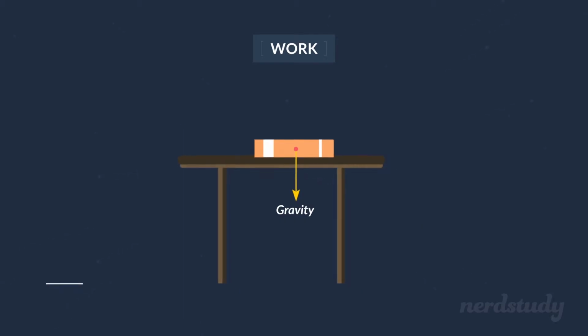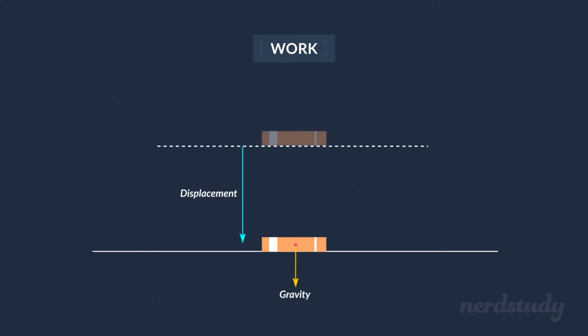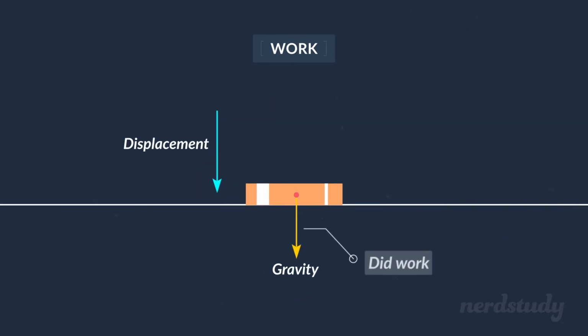But if we remove the table, the book drops to the floor. In this case, gravity has caused a displacement in the book. So we can say that gravity did perform some work on the book. We can see that in physics, work is a sort of measurement of how much a force actually affects an object. So that's the basic idea of what work is all about.